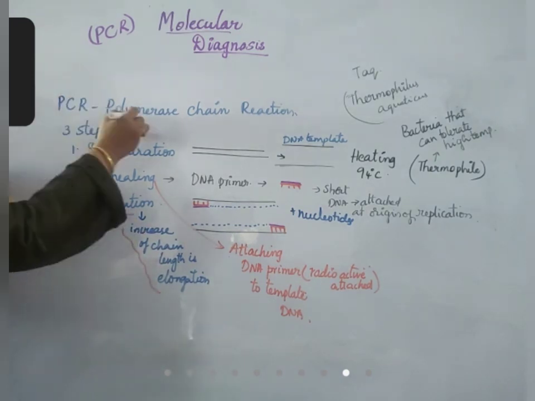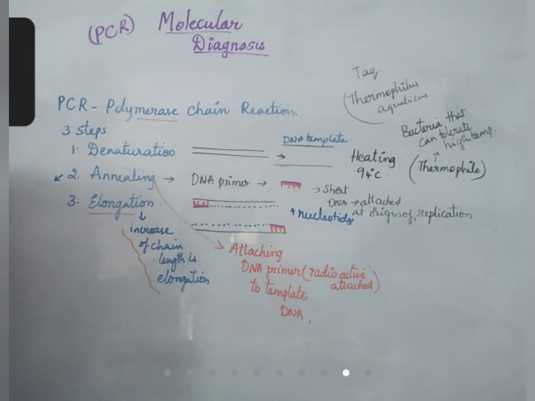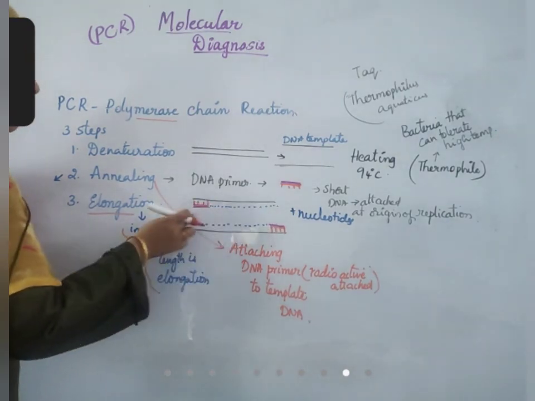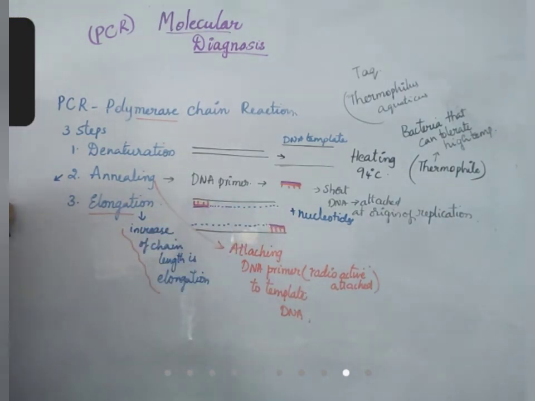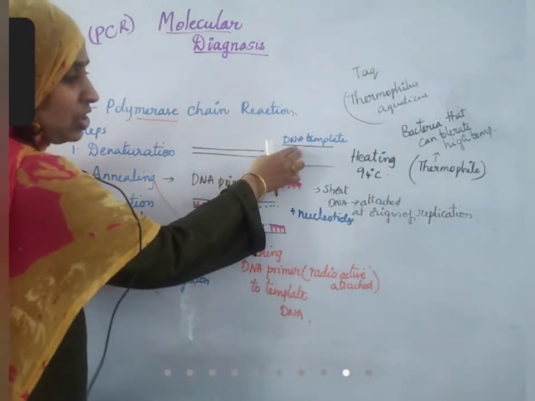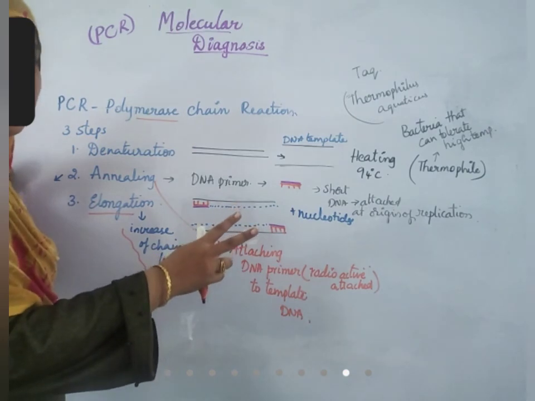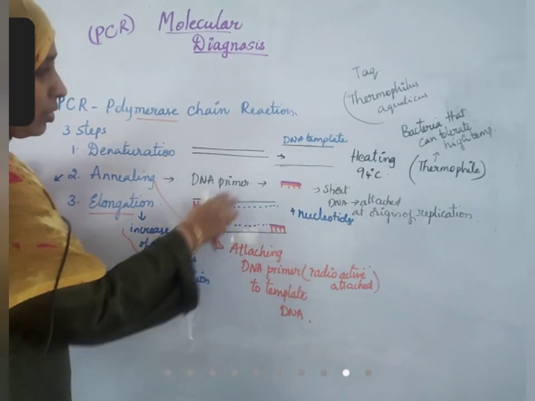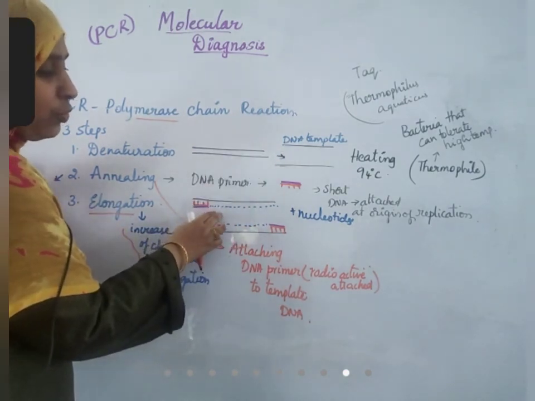So why are we calling this polymerase chain reaction? Because of polymerase only the length of the chain increases. Yes or no? DNA polymerase should be added, then only the length of DNA increases, right? So that is why this chain reaction is called polymerase chain reaction. Now what happened initially, there are only two chains, two DNA templates, it changed into four.